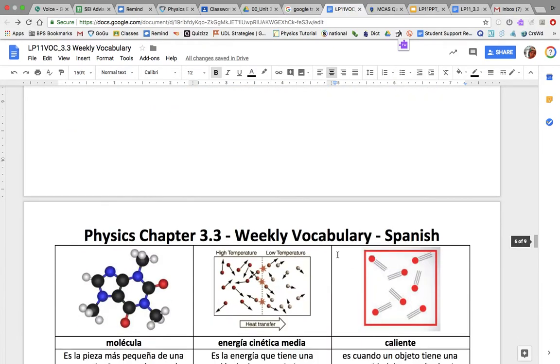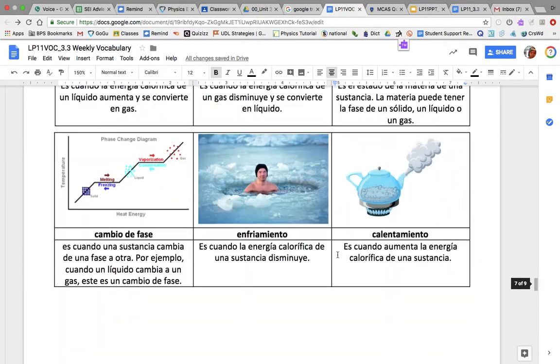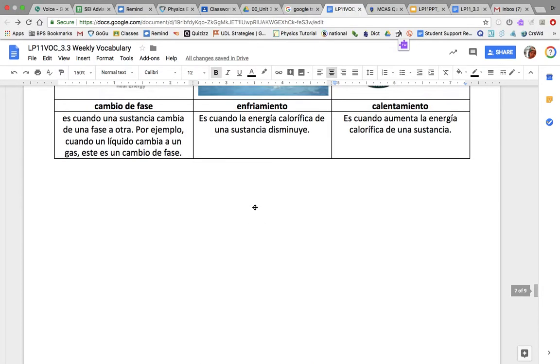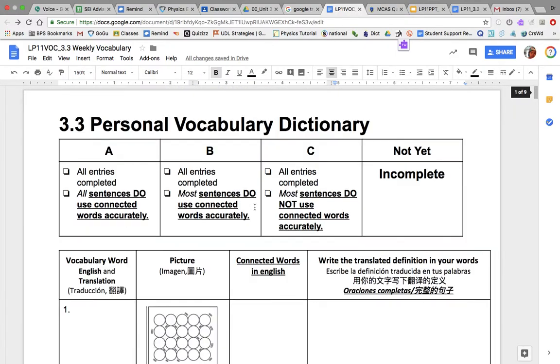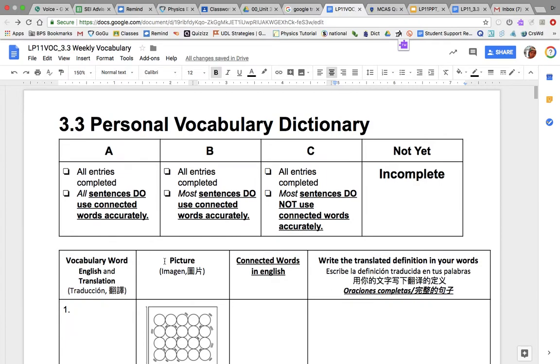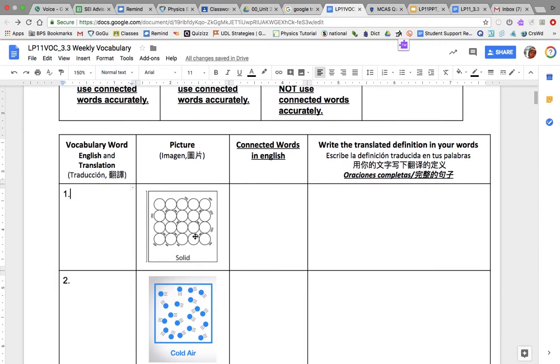If you need the vocabulary in Spanish, I have it here in Spanish. If you go down, I have the vocabulary in Chinese. And if the translation's not perfect, then use Google Translate. I'm going to start one of the rows for the personal dictionary just to show you how to do this. What I want you to do is look at this picture, and identify which vocabulary word this represents. For this first one, it's actually pretty easy because I have the word here.